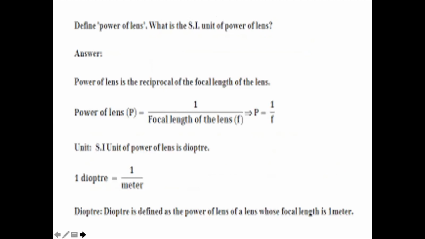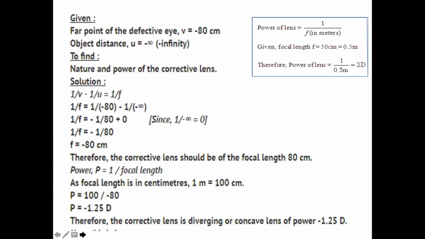So define power of the lens. What is the SI unit of power? Power is the reciprocal of focal length of the lens. P is equal to 1 upon F, and the SI unit is 1 diopter is equal to 1 upon meter, and the unit of power is diopter, or you can say meter inverse.